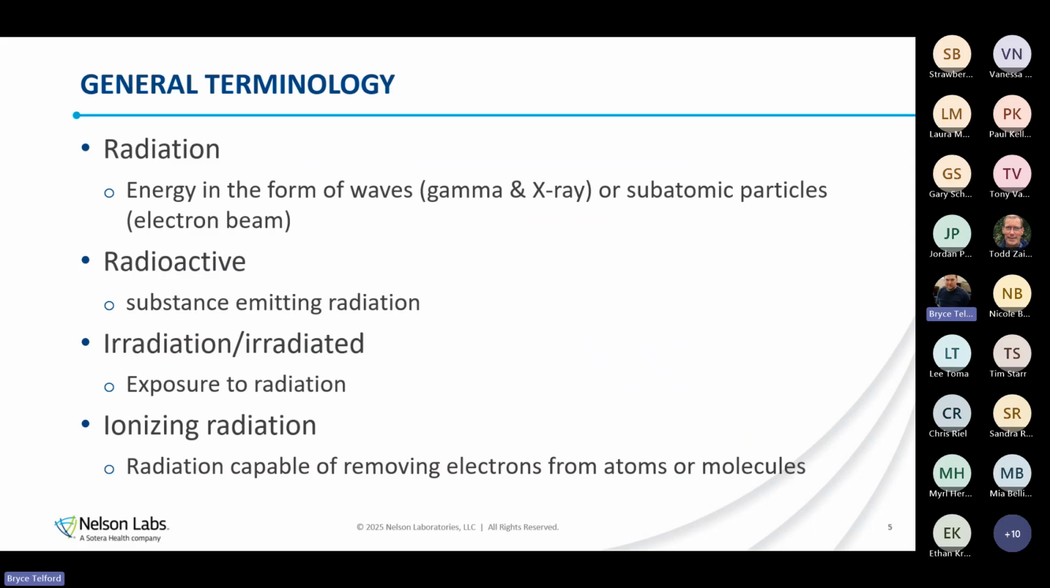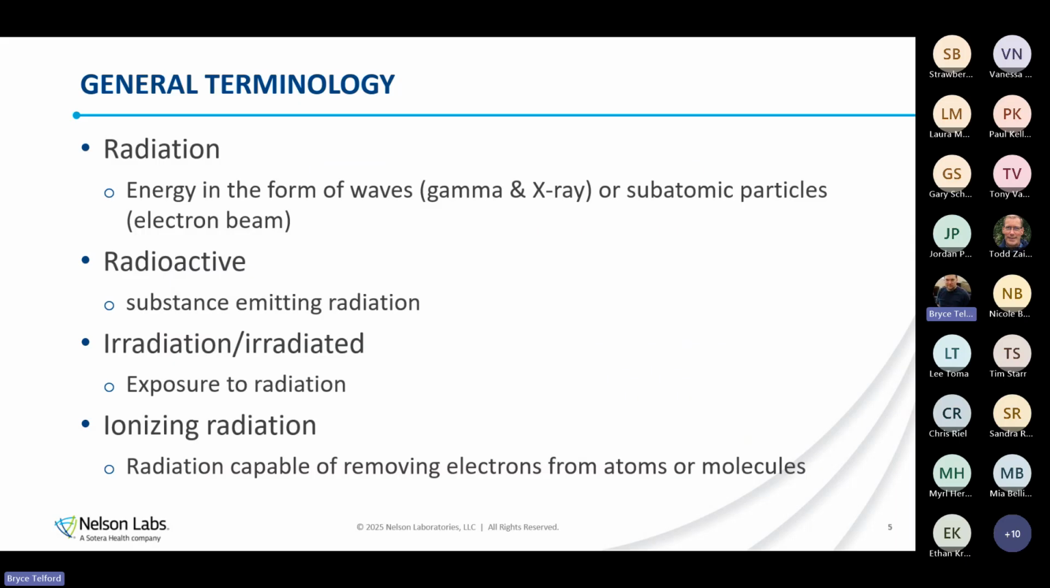So let's start off with some terminology so that we can make sure that we all have the foundation of some of the words that we're going to be using today. So the first is radiation, which is either in the form of energy or waves. In the case of gamma and X-ray, that's generally going to be our gamma rays and our X-rays, or in the form of subatomic particles such as electron beam. So as the name implies, it is literally a beam of electrons. So we have the electron subatomic particle that we are essentially shooting a beam of in order to sterilize the product.